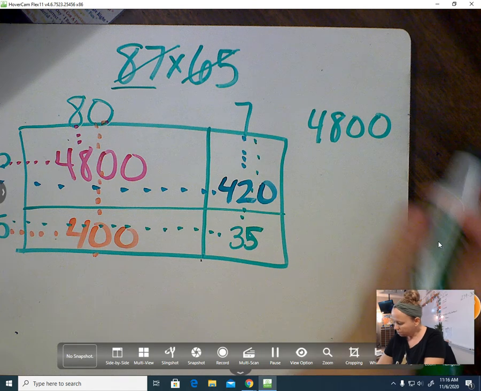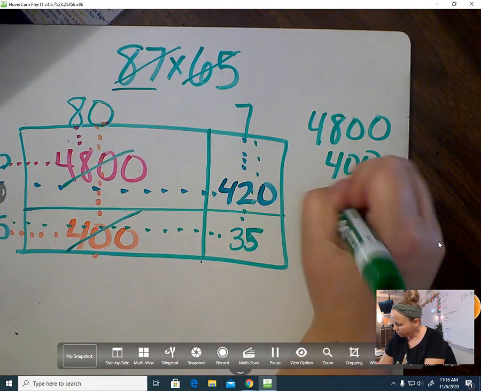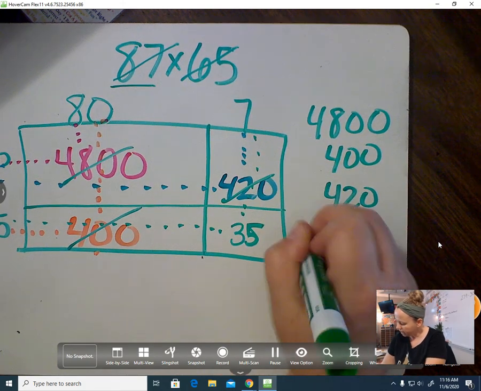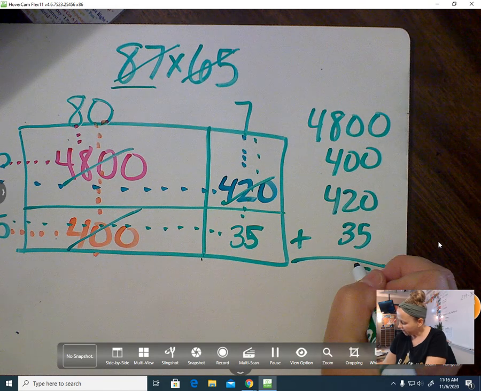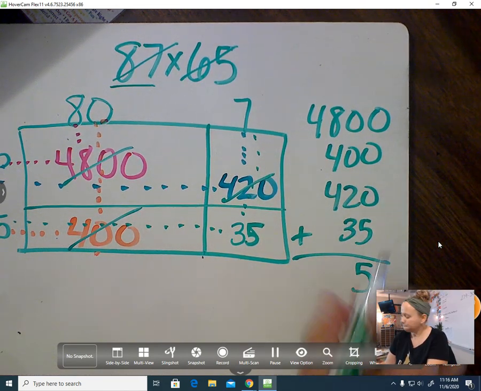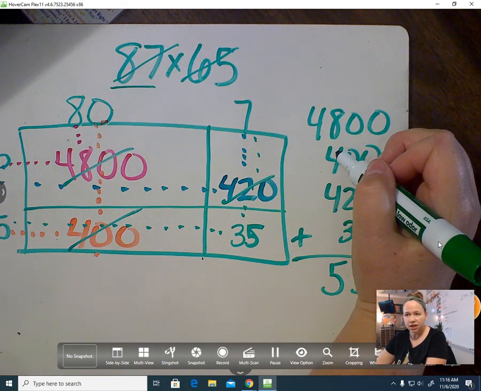Okay. So 4,800 plus 400. So I wrote this one. I wrote this one. 420 and 35. Add them all together. We have 5. 0 plus 0 plus 2 plus 3 is 5. 8 plus 4 is 12.